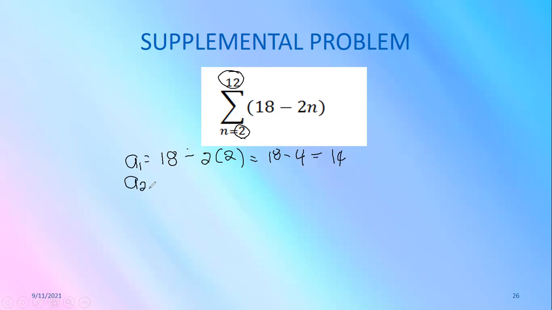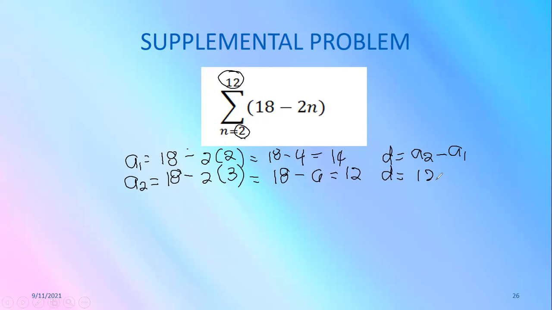Okay, kunin natin yung second term. So 18, yung value ng 2 magiging minus 2 multiplied by 3. Or that's equal to 18 minus 6. That's equal to 12. O, di maso-solve na natin yung common difference. So, a sub 2 minus a sub 1. O, solve na natin. D is equal to 12 minus 14, which is equal to negative 2.